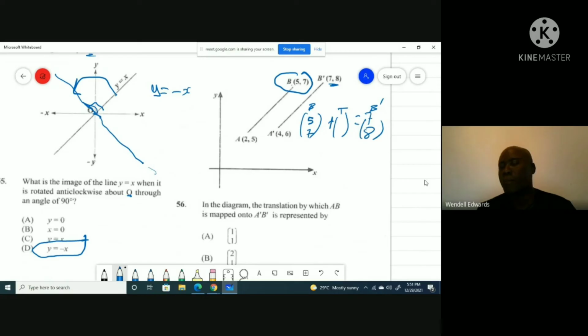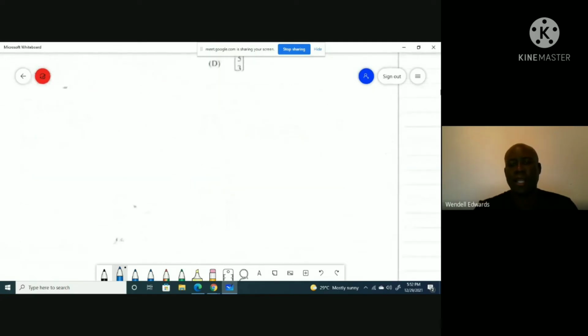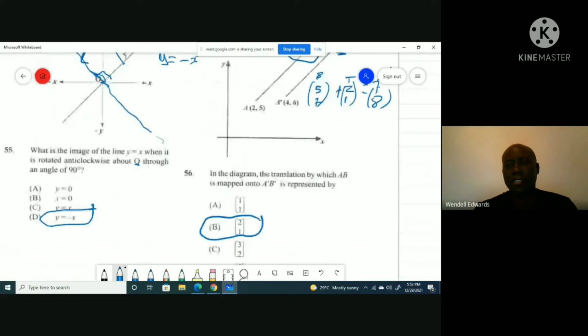Or you could think mentally, what could I add to 5 to get 7? That's 2. What can I add to 7 to get 8? That's 1. So technically speaking, the point (5, 7) was translated using the translation (2, 1), and we get (7, 8). So I'm looking for (2, 1) for my answer. Definitely, here is the answer, (2, 1). All right, that's 56. All right, let's head on to 57.